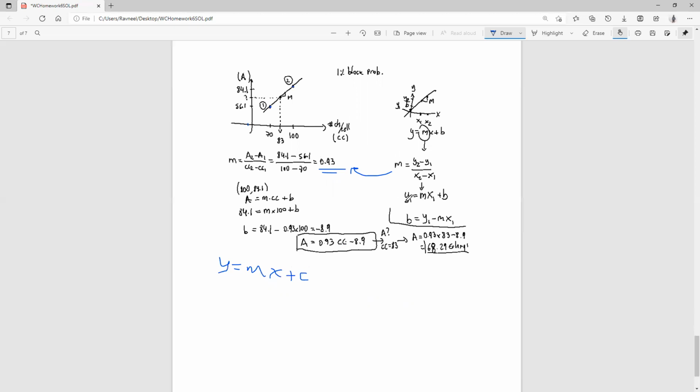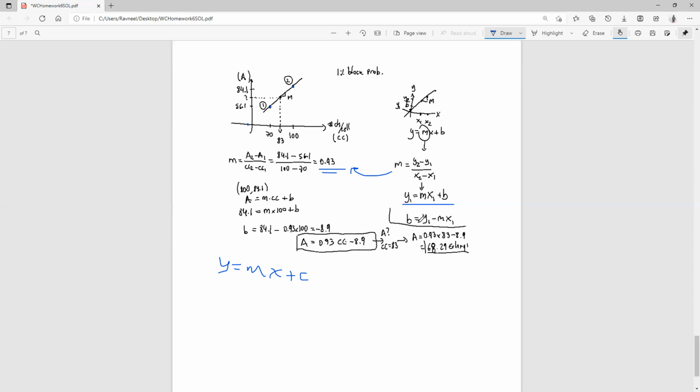Now the equation of a line is given by y is equal to mx plus b. In this case, rather than using x and y values, we'll be using a in place of y and cc in place of x. We have found the m value, and using this, we have to find the b value.